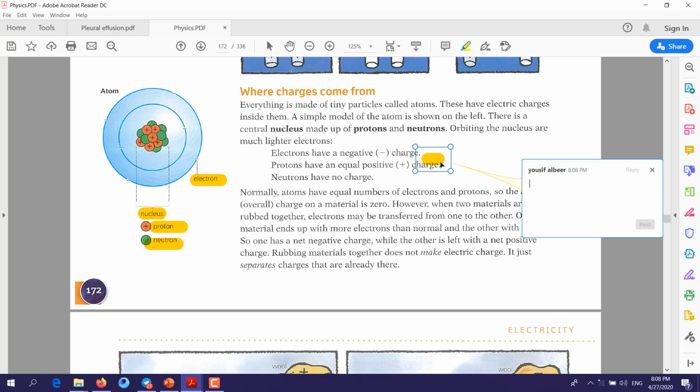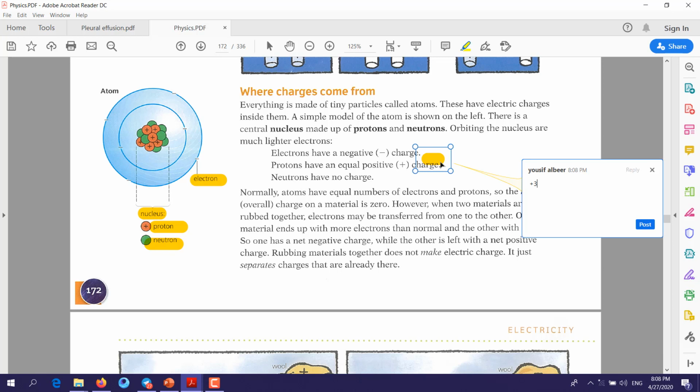What is the charge of a proton? It's positive. Now, how many electrons? We said it will always be equal, so we will also have 3 electrons.